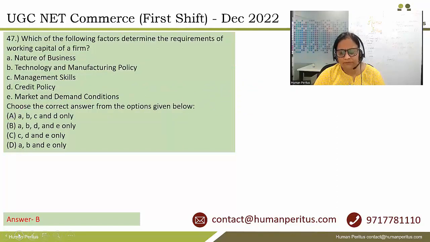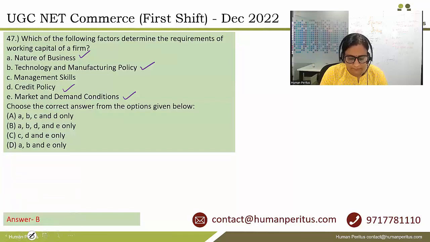Okay. Next is, which of the following factors determine the requirements of the working capital of the firm? Again, if we look at the options, we can simply get to know which are the factors. Nature of business, of course, it is going to determine the requirement of the working capital. Technology, credit policy, and then market and demand conditions, certainly they are going to affect the requirements of the working capital of the business. So only one factor which is listed here, which is not going to affect the requirement of the working capital, is management skills, right? Okay, so the correct option to this question is B, which is A, B, D and E.